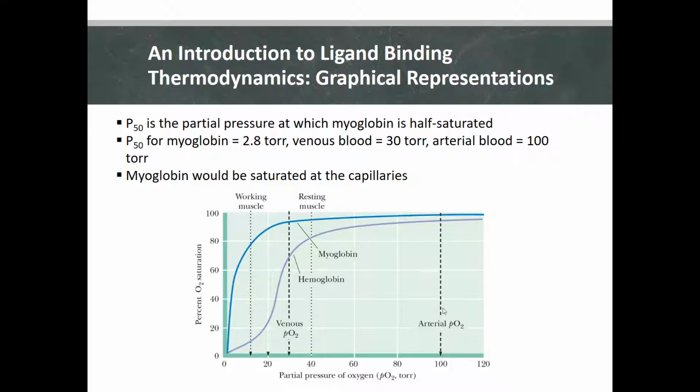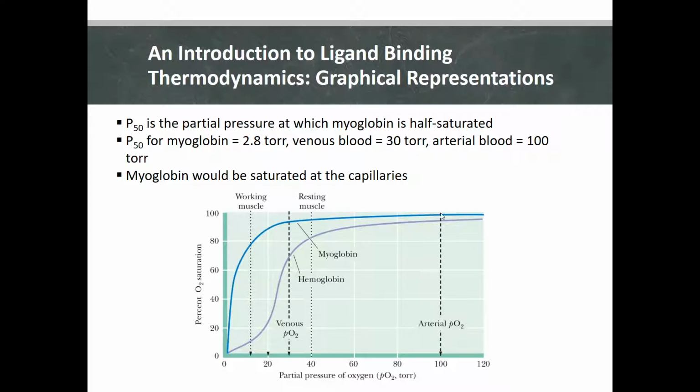If you find that concentration and extrapolate up to the binding curves for myoglobin and hemoglobin, you'll see that they are both near saturation. For hemoglobin, the purple curve, if I extrapolate over to the y-axis, I'm at about 90% saturation. Myoglobin is going to be fully saturated.